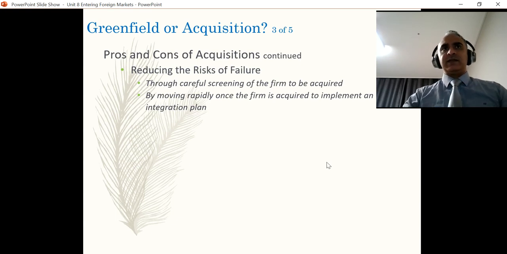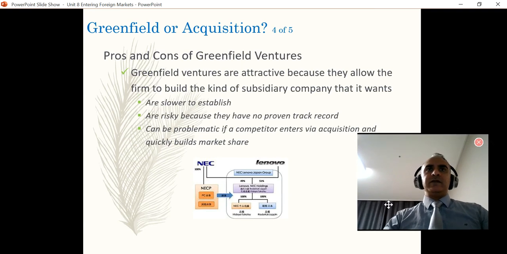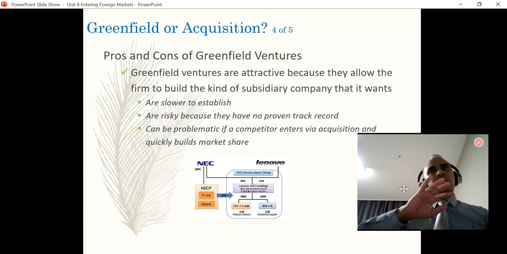It should be fantastic. And then, of course, we have the Greenfield Ventures, which is, we decide to set up subsidiary companies. Here, for example, Lenovo has done that very successfully, which is they are part of our company, but they operate on their own basis.